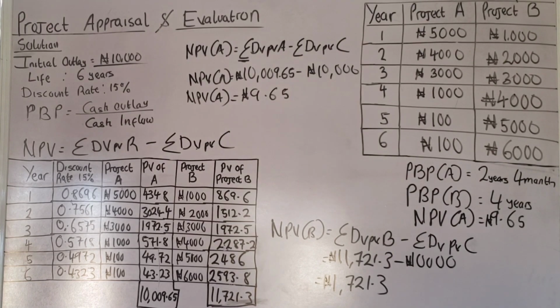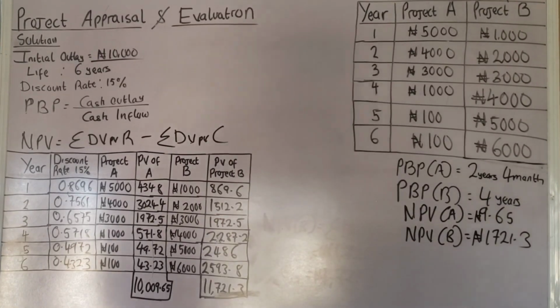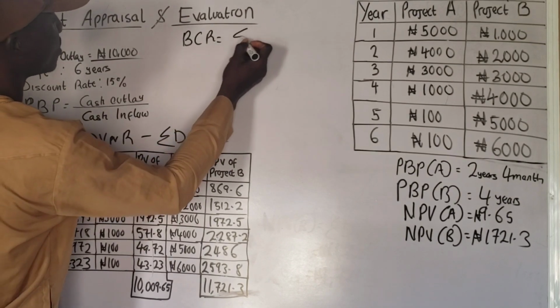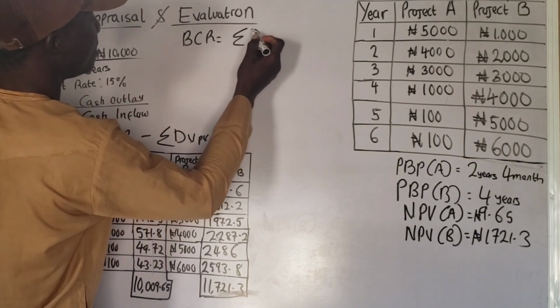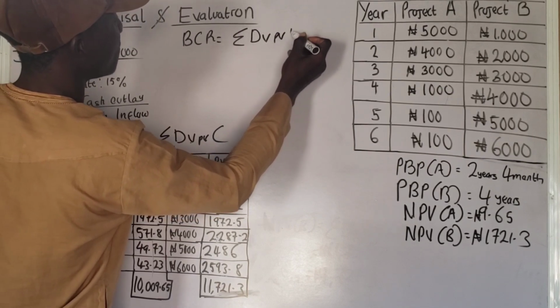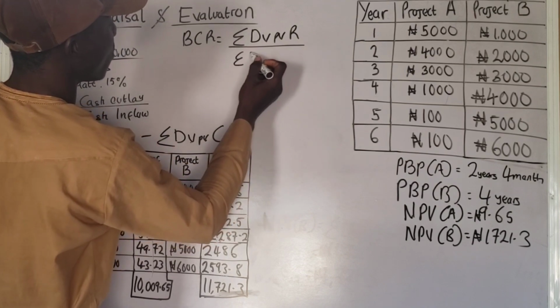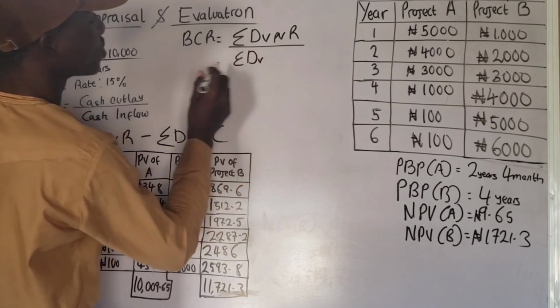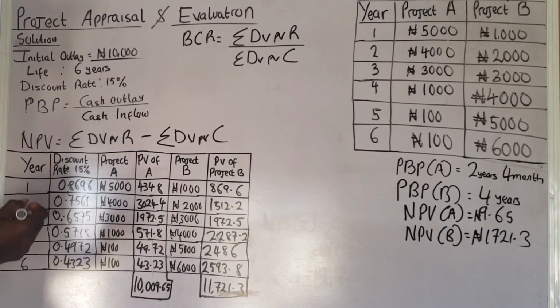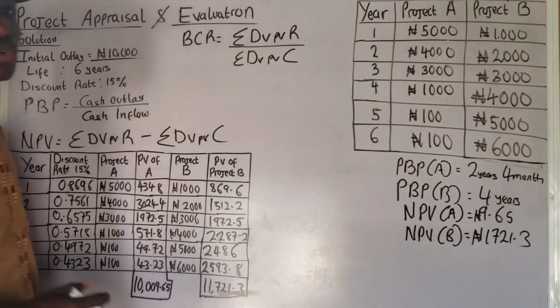The next question says we should calculate the benefit cost ratio, which is the BCR. Okay, to get the benefit cost ratio, the benefit cost ratio is given by this formula: the summation of the product of the discount value and the present value of the revenue all over the summation of the product of the discount value and the present value of the cost. Now, because we are dealing with two projects, we are going to have two benefit cost ratios. You understand? The first we are going to calculate for project A, and the second for project B.